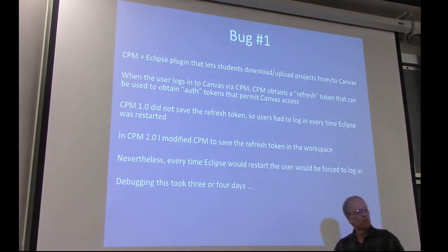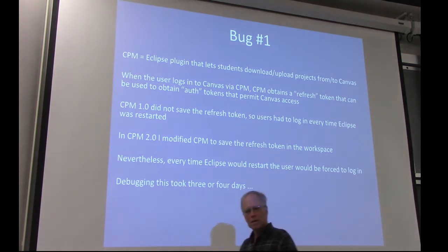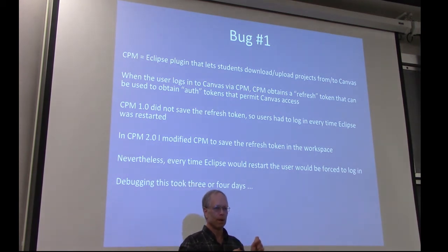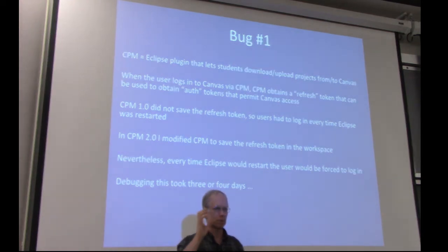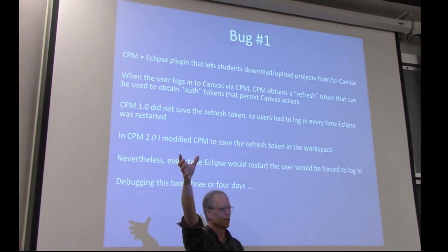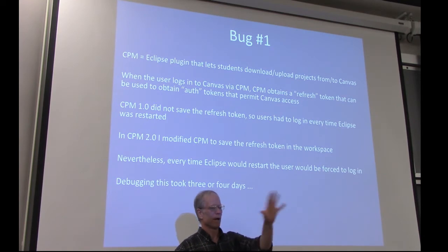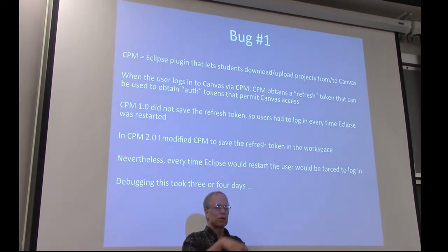But what it turned out to be was that CPM1, since it was abandoning the token and was going to force you to log in next time, didn't just throw the token away. It explicitly contacted Canvas and said to invalidate the token. That was a feature, and I'd forgotten about it. I didn't see it in the code I was looking at because it was run automatically. It was an event-driven thing that only happened when Eclipse shut down.